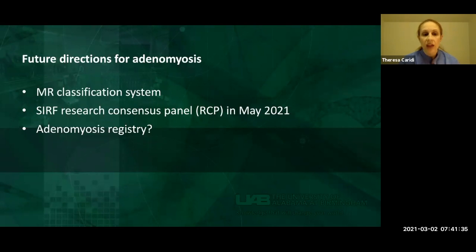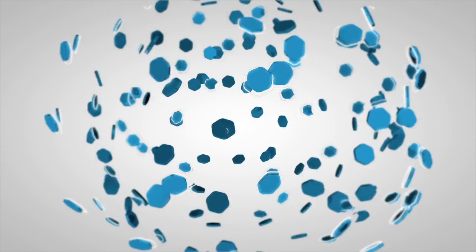And then what do I think that will ultimately lead to? My guess is it'll lead to an adenomyosis registry, just given the difficulties that I mentioned before in the patient population. But, we'll see. And that's what's so exciting about being able to do an RCP, is to get all the experts in a room and discuss this, and not from just one discipline, but from a multidisciplinary team.